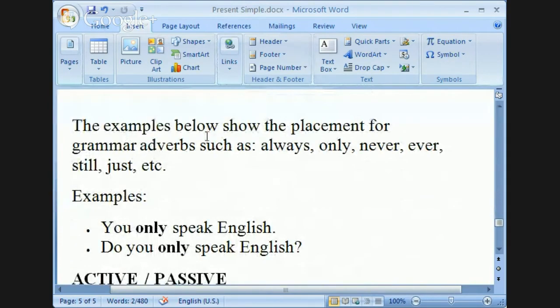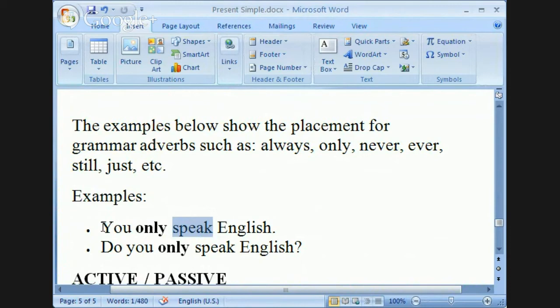Well, this little piece of knowledge is okay for what it's worth. There's a lot more to be said here. Adverbs, it's safe to put them in front of the verb. Fine. Always, only, never, ever, etc. That's okay, but there's a lot more to learn about that. Adverbs can be placed in different places in sentences, at the ends of a sentence. You speak English only. It's possible.